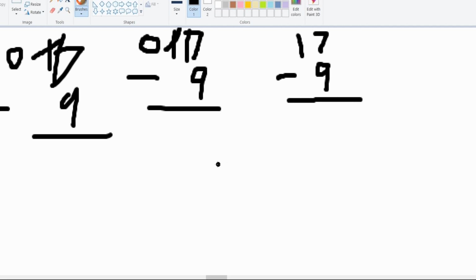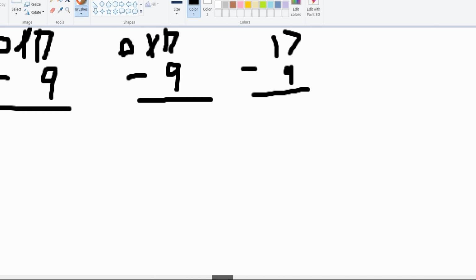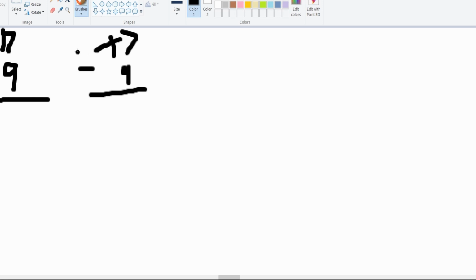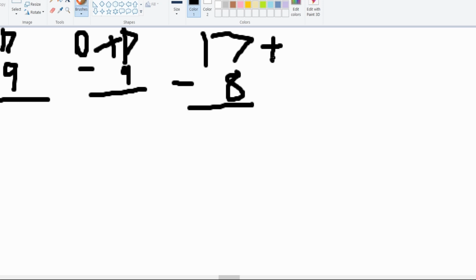And so what you're going to want to do here is cross out that 1, replace it with a 0, move it in front of the 7, so now we have 17 minus 9. This makes the problem a bit easier to complete, but it's still not simple enough. So we're going to cross out this 1, replace it with a 0, and put that 1 in front of the 17. So now we have 17 minus 9. Next we're going to add 1 to the 17. So now we have 18 minus 8.